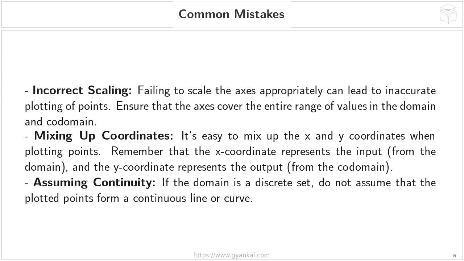This one builds on what we saw in example 2. If your domain consists of discrete elements, like letters or specific numbers, not a continuous range, don't automatically assume that the points you plot will form a smooth line or curve. In example 2, we had the domain as A, B, and C. These are separate, distinct points. Connecting them with a line wouldn't make sense because the function isn't defined for values between A, B, and C.